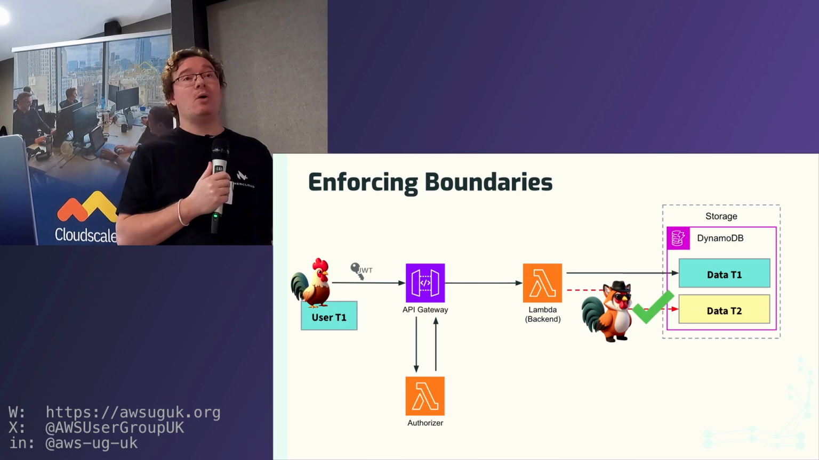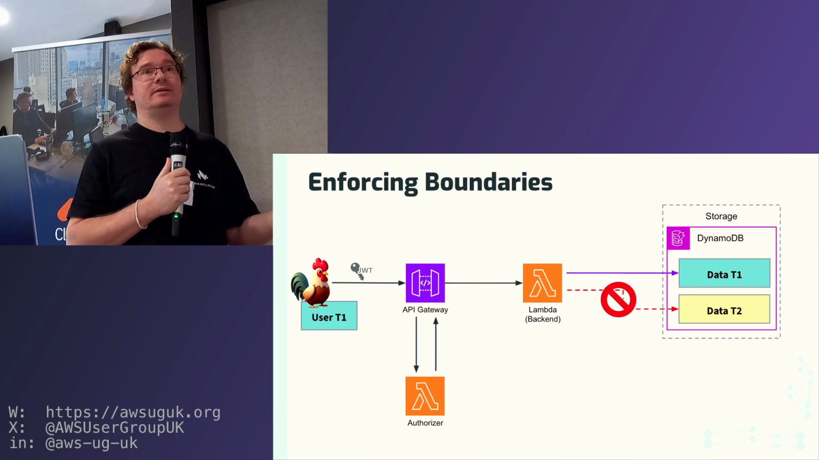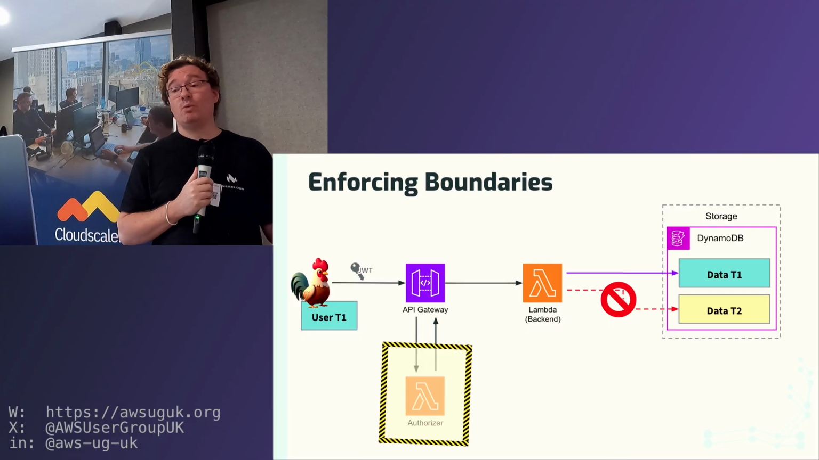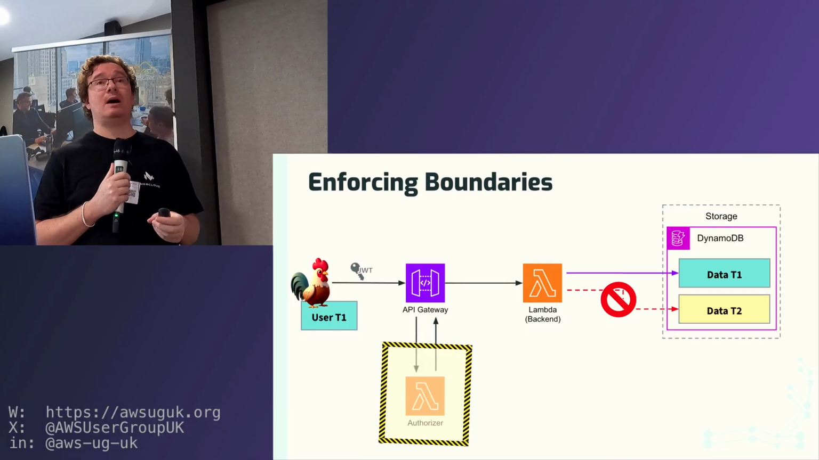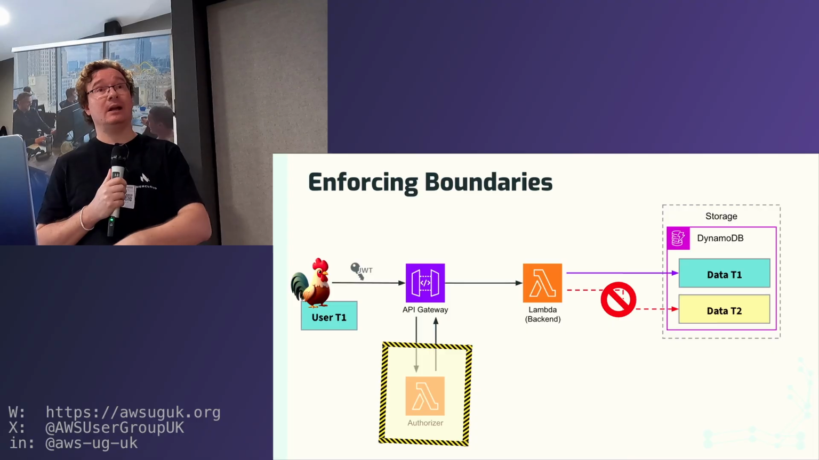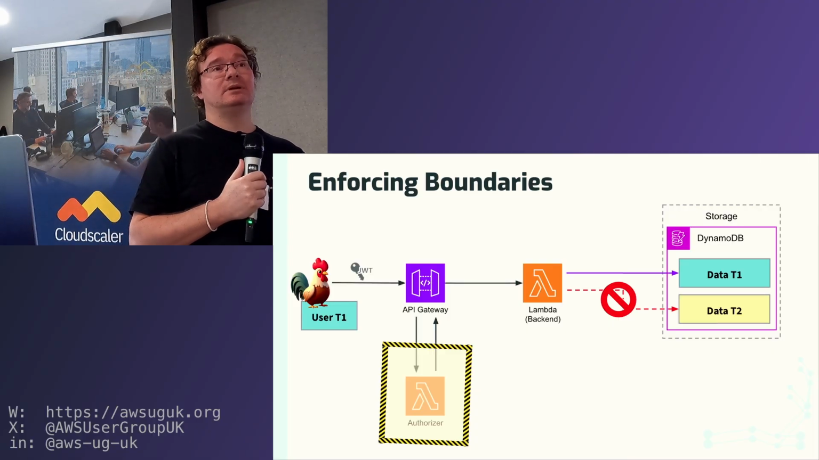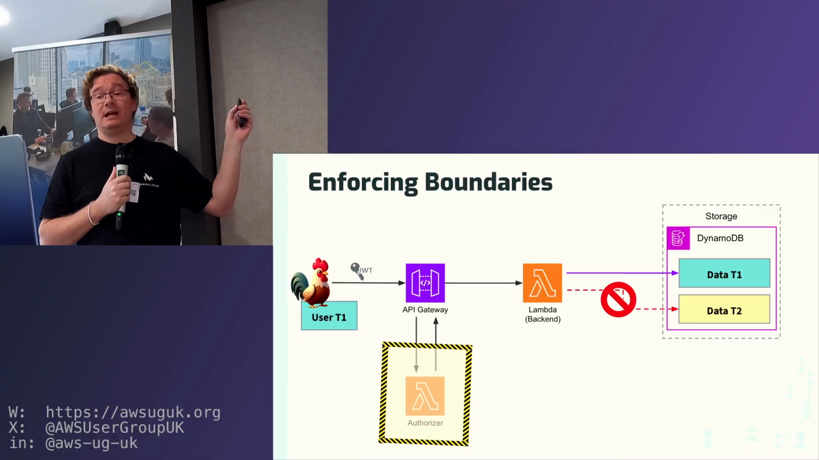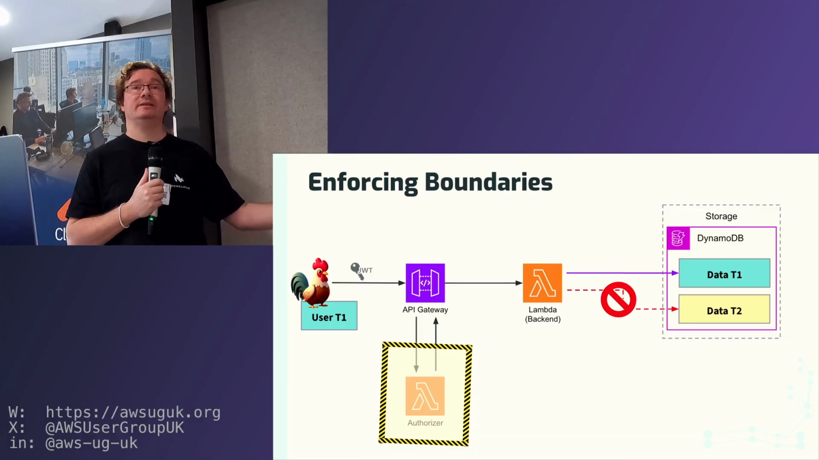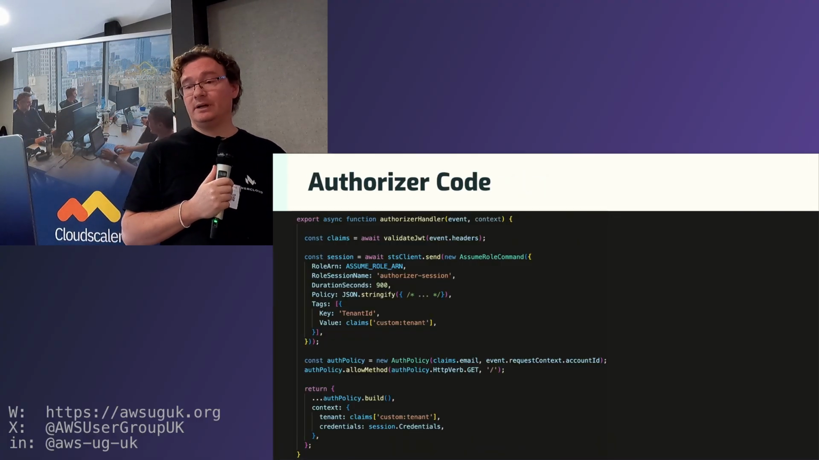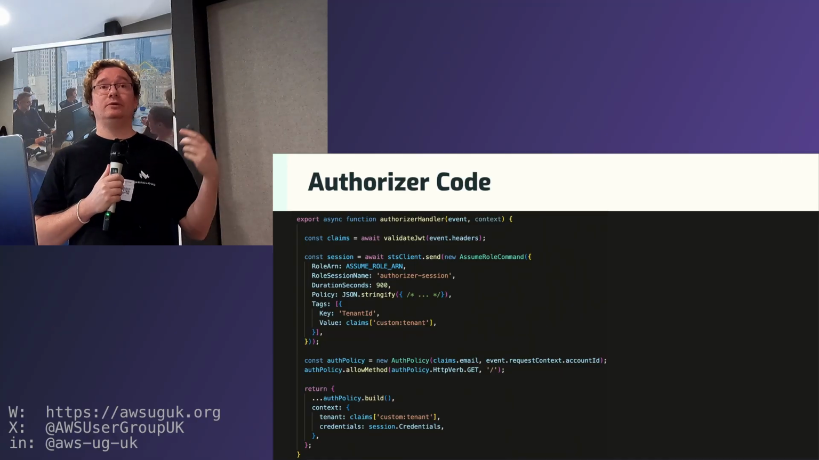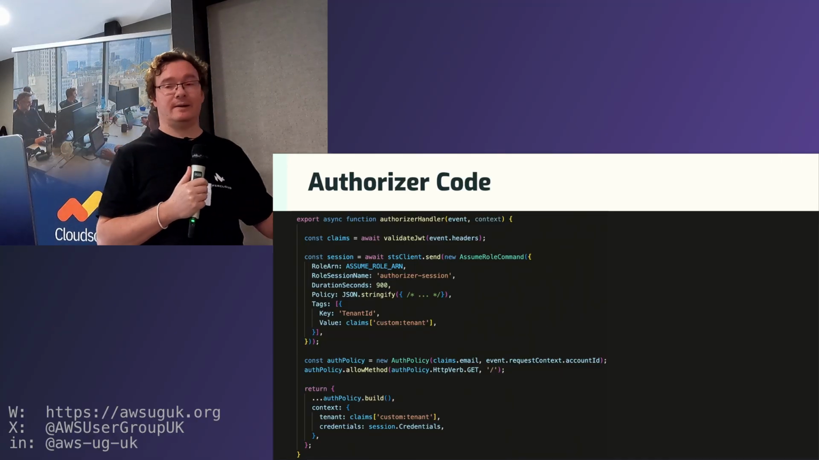So how can we stop this? What we're going to be looking at today is how we can take that burden out of this lambda and delegate it to the platform. And here we're going to be looking at how we can delegate that to the authorizer itself. How are we going to do that? What does that authorizer code look like?